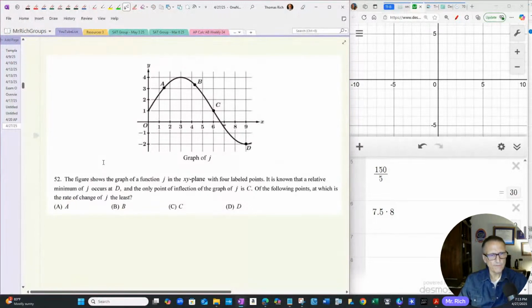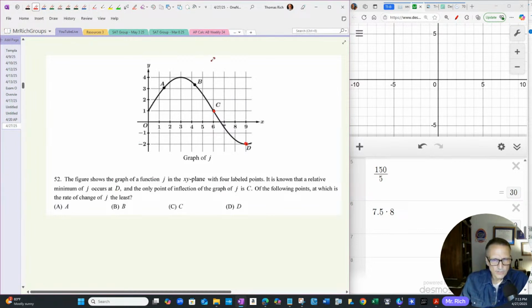Next question. It says the figure shows the graph of a function j in the xy plane with 4 labeled points. It is known that a relative minimum of function j occurs at D. Yep, that's pretty obvious. That's a relative minimum. And the only point of inflection is at C, right here. Of the following points, at which is the rate of change the least?